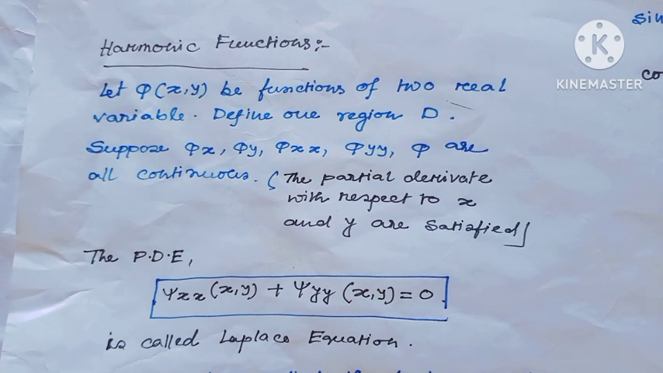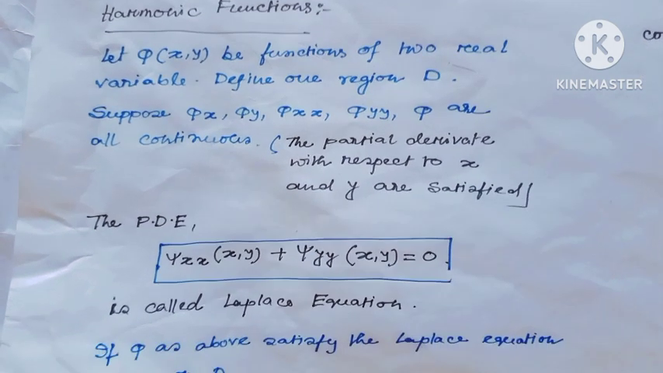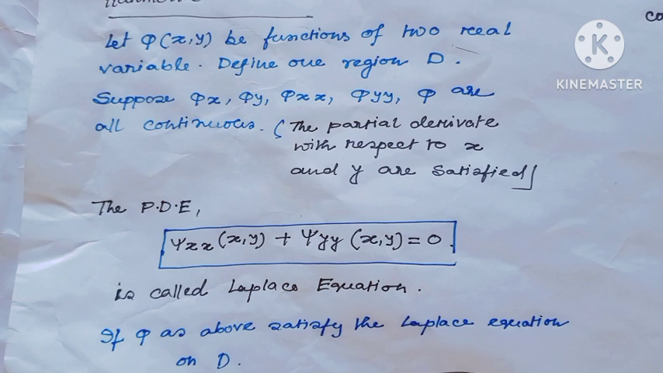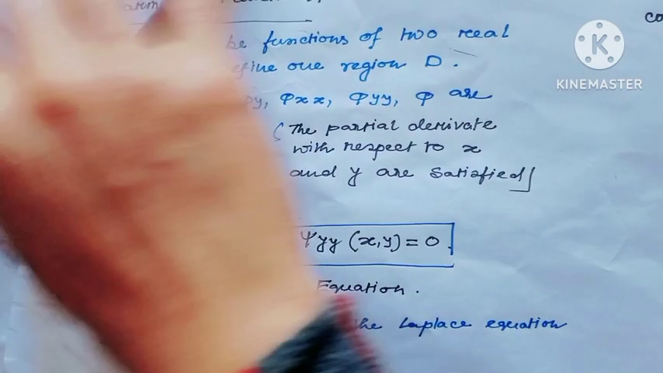Definition of harmonic function. Let phi(x,y) be a function of two real variables. Then define one region D. Suppose phi_x, phi_y, phi_xx, phi_yy and phi are all continuous, meaning the partial derivatives with respect to x and y exist. Then consider the PDE: psi_xx(x,y) + psi_yy(x,y) = 0. And all of us know this type of equation is called the Laplace equation.